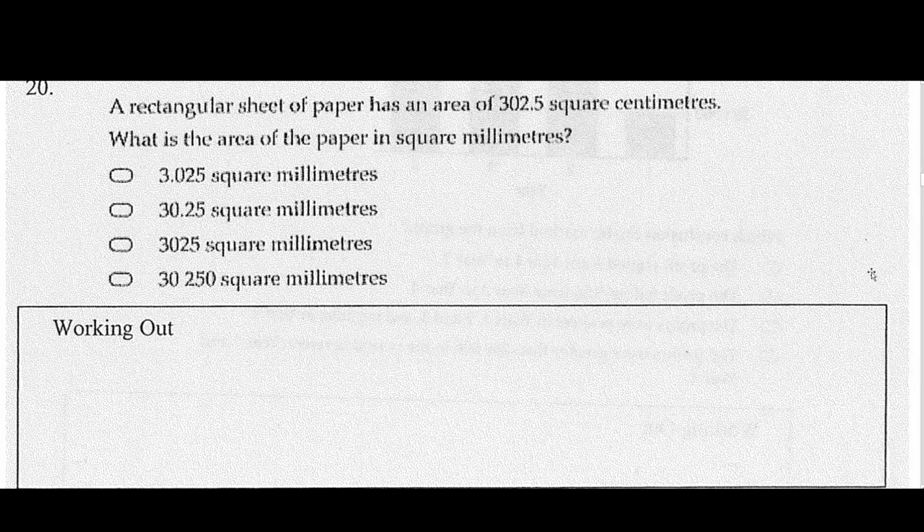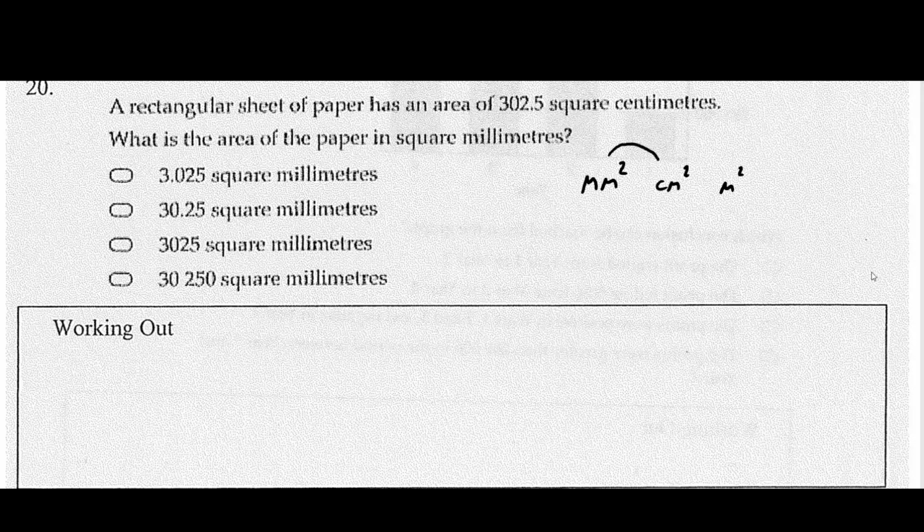Number 20. A rectangular sheet of paper has an area of 302.5 square centimetres. What is the area of the paper in square millimetres? Alright, so here's your conversion chart. Square millimetres to square centimetres, we are going to divide by 10 squared. Square centimetres to square metres, we're going to divide by 100 squared. And square metres to square centimetres times by 100 squared. Square centimetres to square millimetres times by 10 squared.